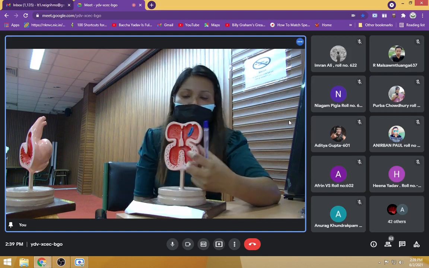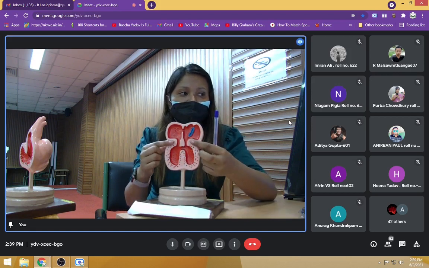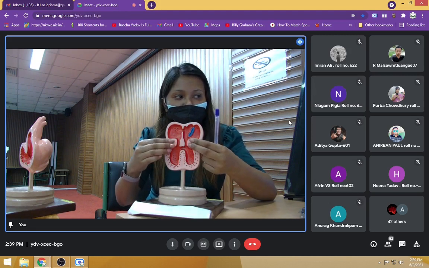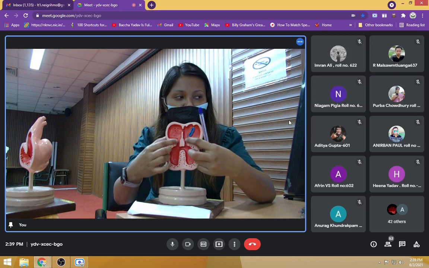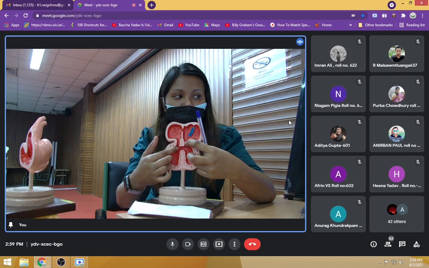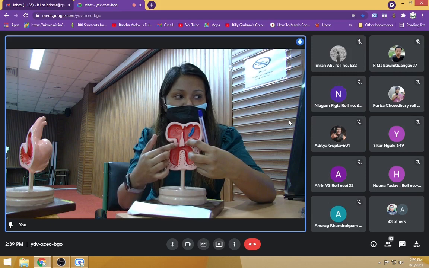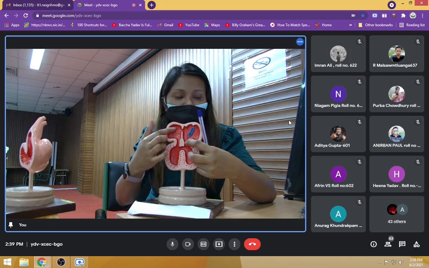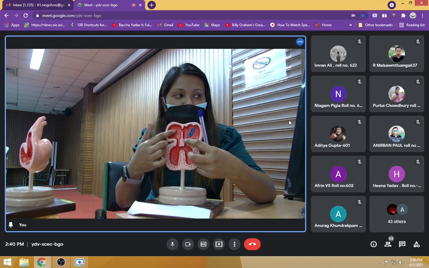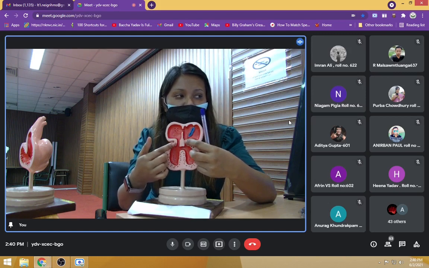Now you can see these two things. What are these? These are also AV cushion, which is encroaching towards the septum intermedium, and this is known as the atrioventricular canal. So we have right AV canal and left AV canal. This is atrium, this is ventricle, and this joining is known as the atrioventricular canal. We have two AV canals, right AV canal and left AV canal.